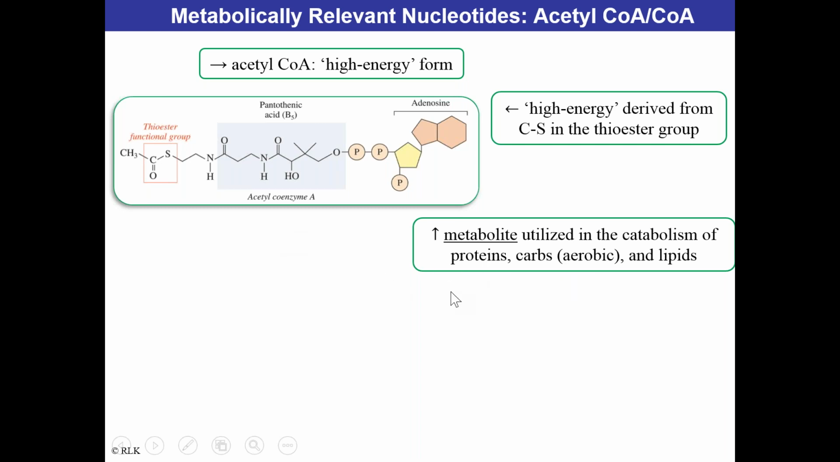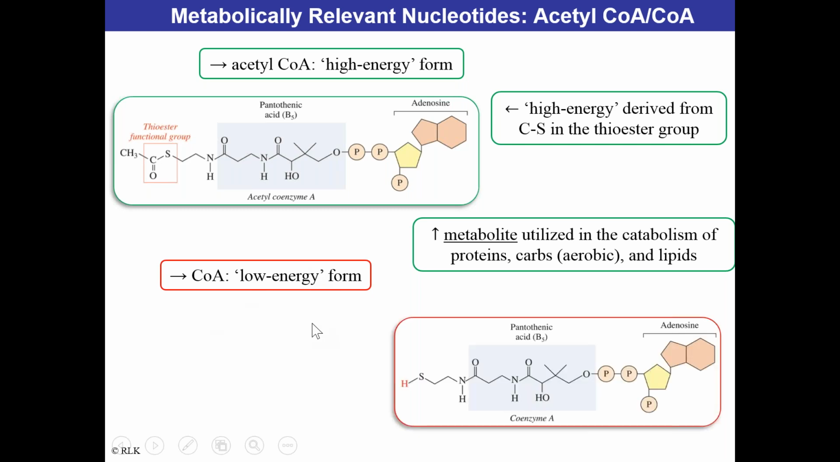It's using the catabolism then of proteins, carbs, and lipids, at least carbs with the aerobic, in an anaerobic environment. The low energy form then, well, you lose that acetyl part, and that's where you have the acetyl coenzyme A in the upper cartoon, but in this lower right-hand cartoon, you don't. You just have it as the coenzyme A, okay?